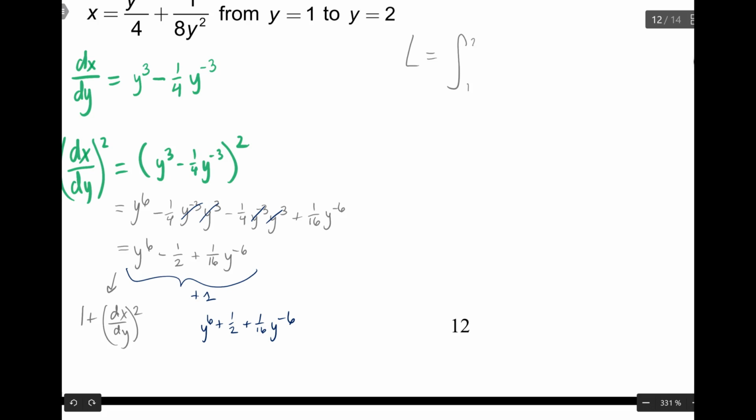From 1 to 2, take the integral, square root. I don't need to do 1 plus dx dy squared. I already added 1. So I'm going to write out what my dx dy squared was. Y squared, oh I'm sorry, y to the 6 plus 1/2.